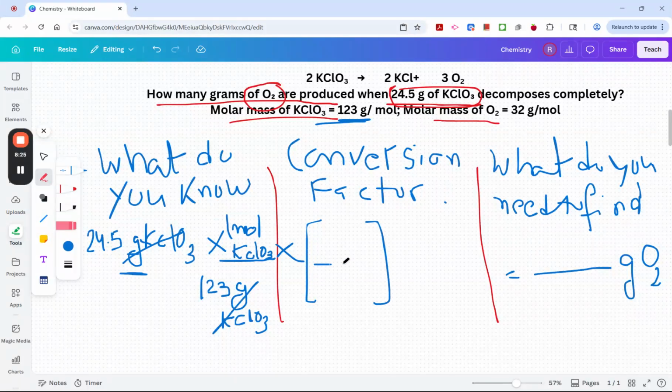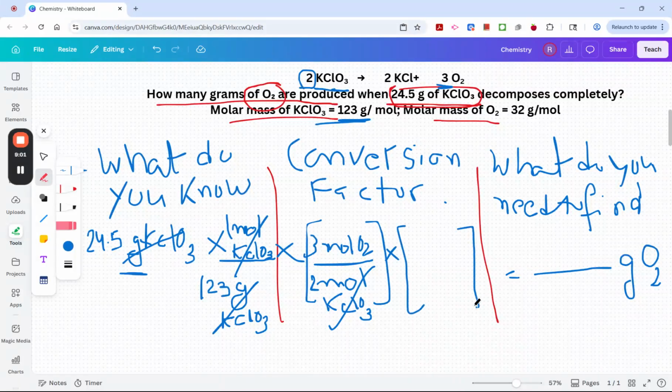Here we go. I want to cancel the moles of KClO3, so I will write the moles of KClO3 as a denominator. How many moles of KClO3 are given to you in the balanced equation? 2. You will write 2 moles of KClO3 at the bottom, the denominator. How many moles of oxygen have we produced? 3. I will write 3 moles of oxygen at the top. Moles KClO3 out, moles oxygen in. And now my oxygen is here.